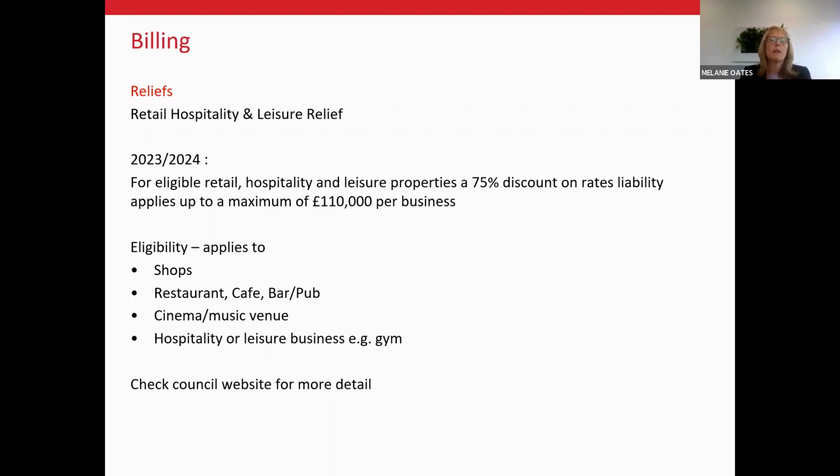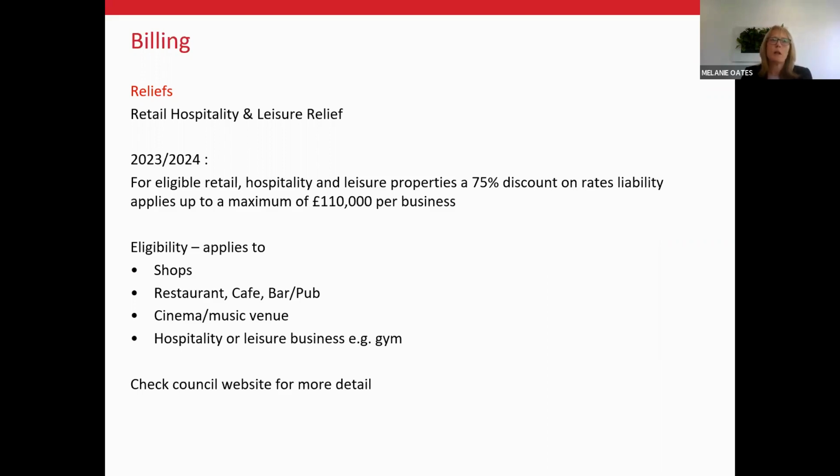I'll also mention at this stage retail, hospitality and leisure relief. In 2022-23 this was actually a 50% discount, and this has been increased in the rate year 2023-24, and it's now a 75% discount. This applies up to a maximum of £110,000 per business. So if you have a number of properties, you will be able to get that 75% discount on your rates liability, providing you don't go over £110,000. It will be limited to that.